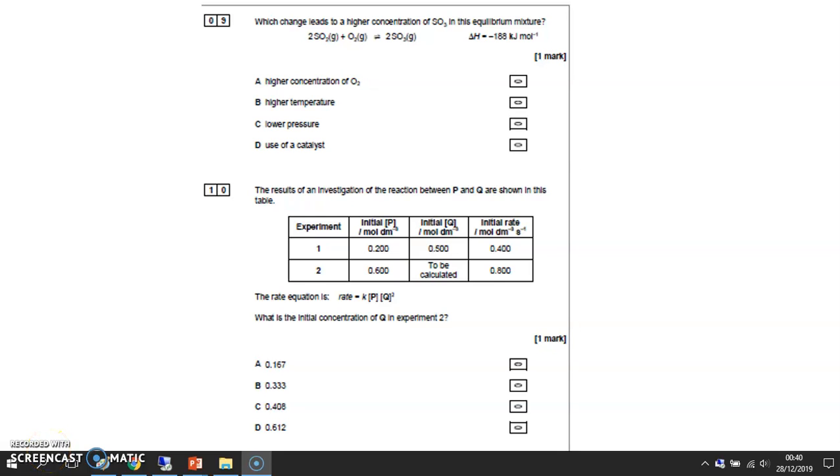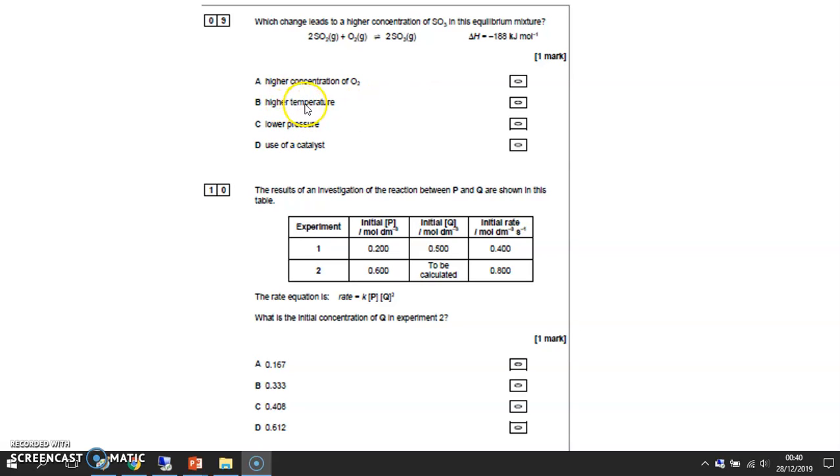Question 9. Which change leads to a higher concentration of SO3 in the equilibrium mixture? In other words, shift the position of equilibrium to the right hand side. A higher concentration of O2 will, by Le Chatelier's principle, try and oppose that change, lower the concentration of O2 and react some of it away to make more SO3. So A is your immediate answer.